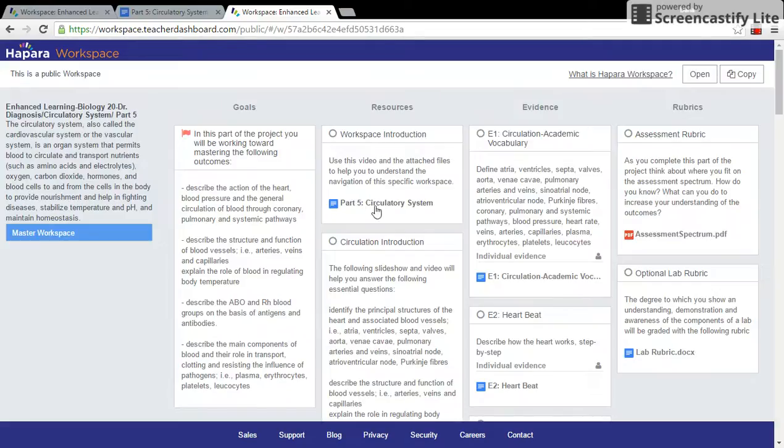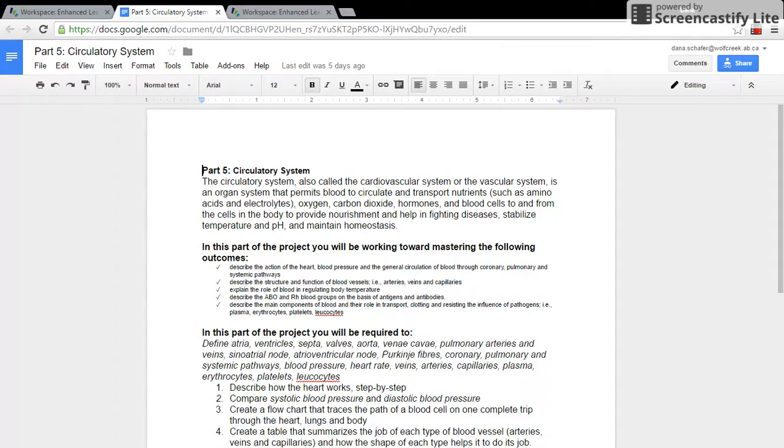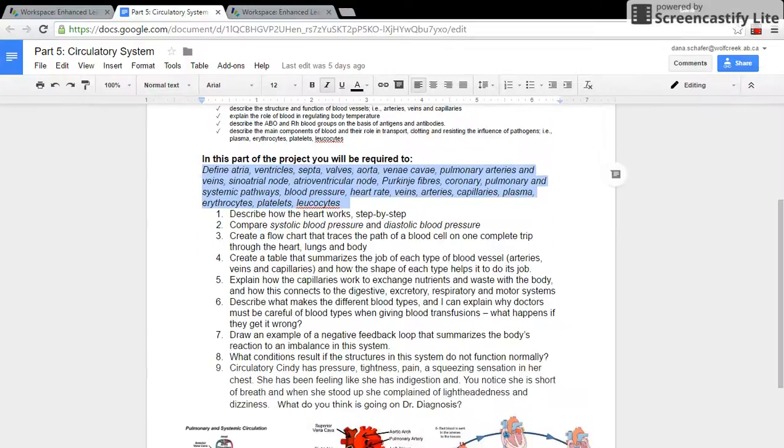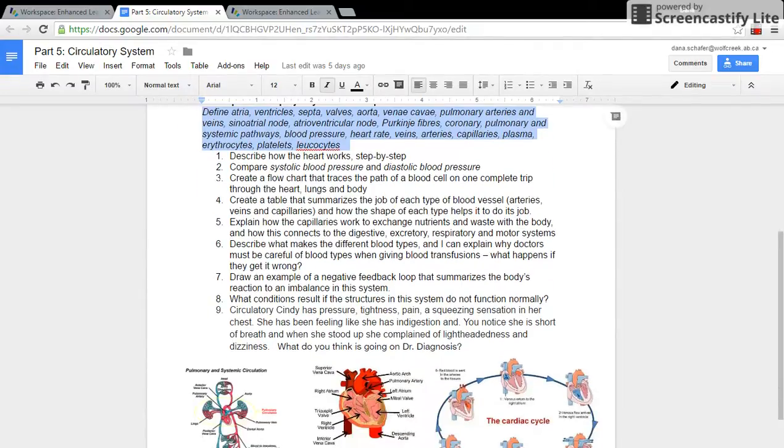So remember, I've supplied to you part 5 of the project. You can see there's a handful of outcomes that are going to be there. You're also going to have a lot of vocabulary. So again, make sure you're looking at that. You might want to break it up into 2 parts. You might want to look at just the heart and then just blood and how blood works. But it doesn't matter. Whatever works best for you. You're also looking at blood pressures and stuff. So there are 9 different things that you have to do in this part of the project. Some are simpler, some are more complex.